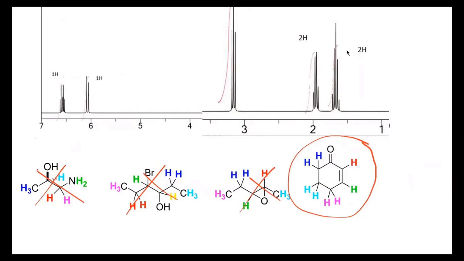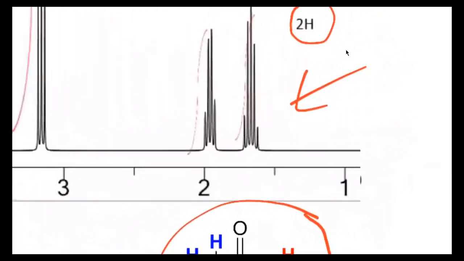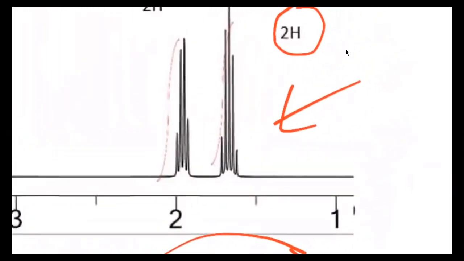About 1.5, 1.7, somewhere up in there, right here. And it's integrating for 2 protons. All right, let's zoom in on that. What's that signal split into? Is it a quartet? Is it a triplet? Is it a sextet? Is it a pentet? What is it? Pentet. It's a pentet, right? It's got 5 lines, 1, 2, 3, 4, 5 lines, right?